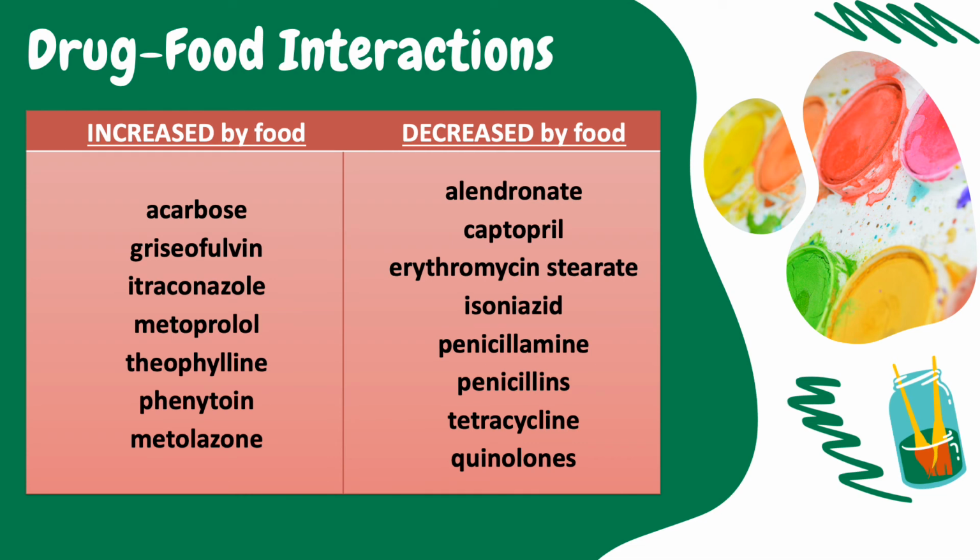Another is a summary of the drugs that can be increased and decreased by food. So, acarbose, griseofulvin, itraconazole, metoprolol, theophylline, phenytoin, and metolazone can be increased when given with food, while alendronate, captopril, erythromycin, isoniazid, penicillamine, penicillins, tetracycline, and quinolones are decreased by food.